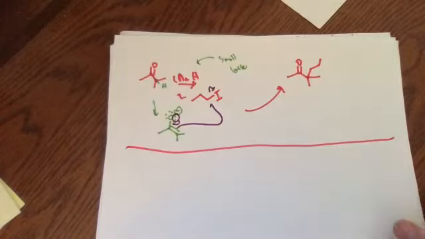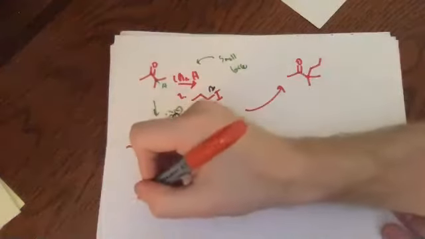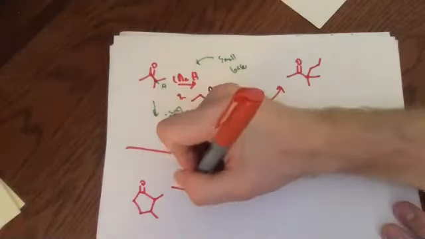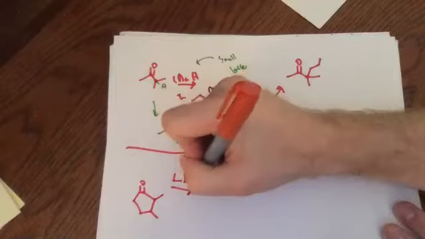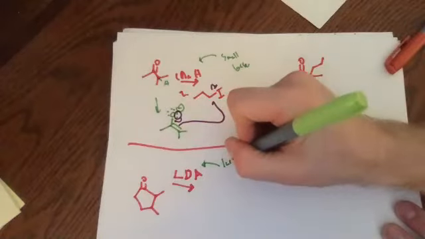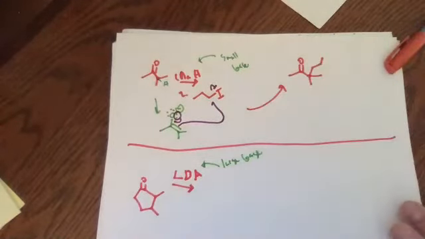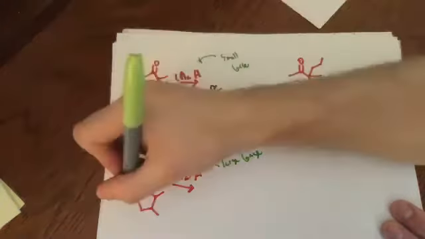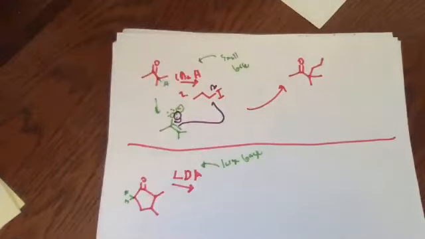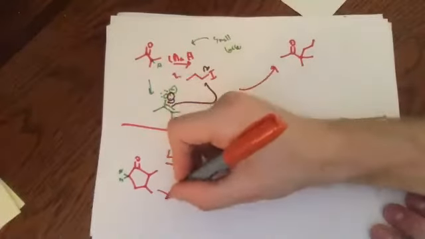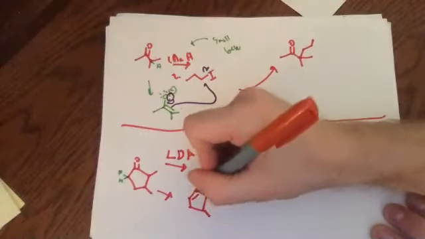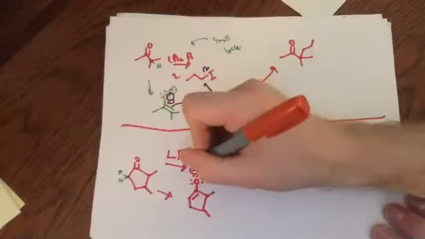All right, our second problem here, we are dealing with LDA, which is going to be a large base. Which means that we're going to be pulling off one of these two less substituted protons in order to get our enolate. Should look something like this here.